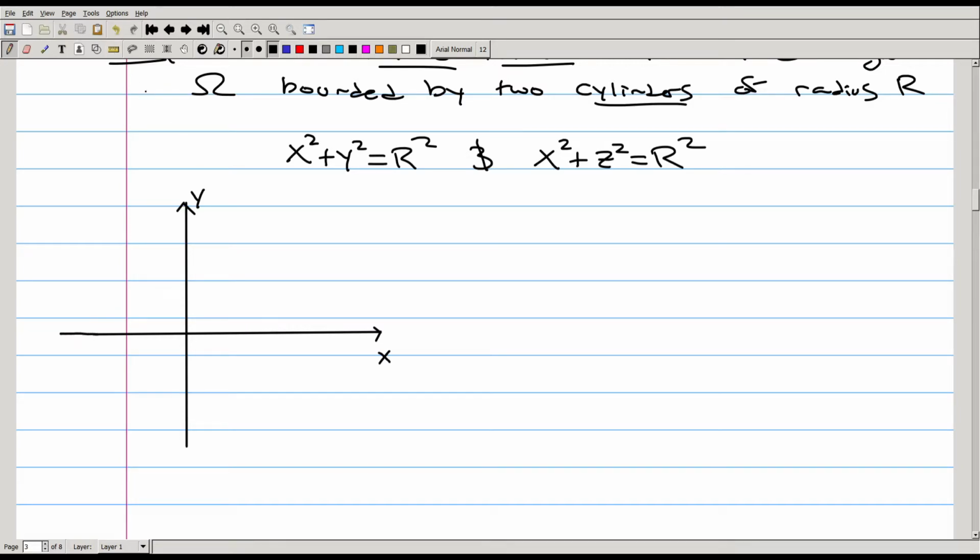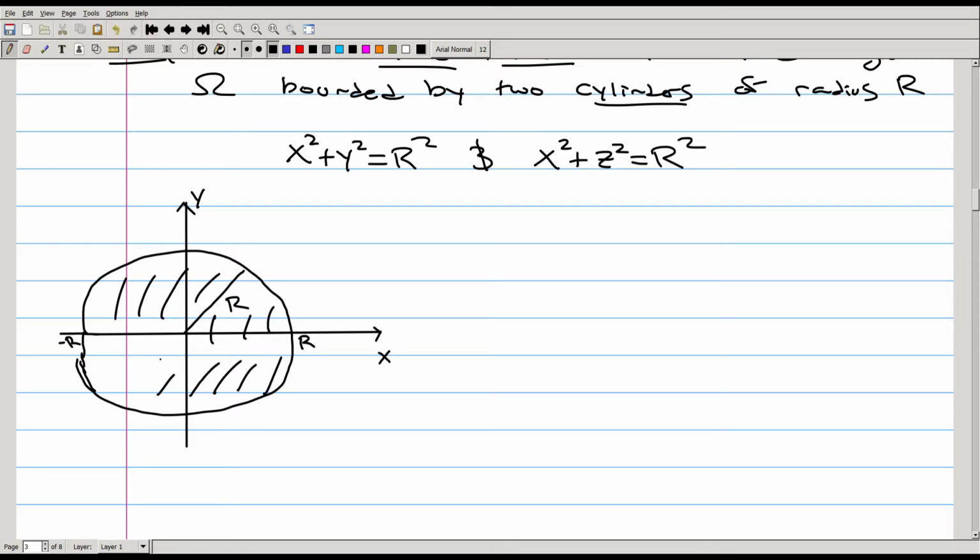So the xy trace of this region is going to consist of, first off, the circle x squared plus y squared equals R squared. This is the circle that is essentially coming from the cylinder that's going along the z-axis. And it'll look like this. Where this point is negative R in x, and this point is positive R. So this is the region that we're considering in the xy plane.